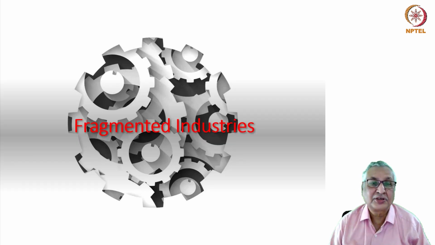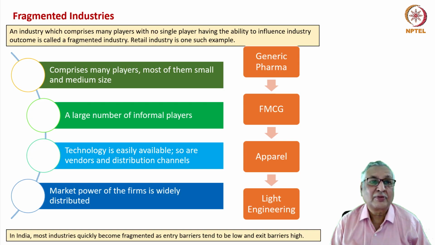First, fragmented industries. What are fragmented industries? An industry which comprises many players with no single player having the ability to influence industry outcome is called a fragmented industry. Let's say you have 20 players in the industry, out of which one player has the potential to influence the industry and 19 others do not have any potential. That would not be called a fragmented industry.